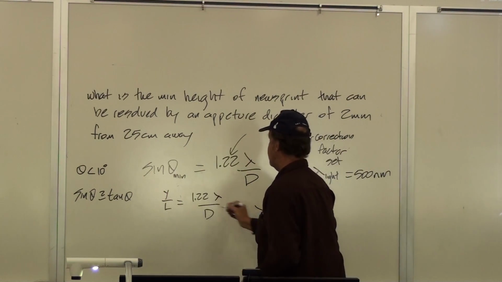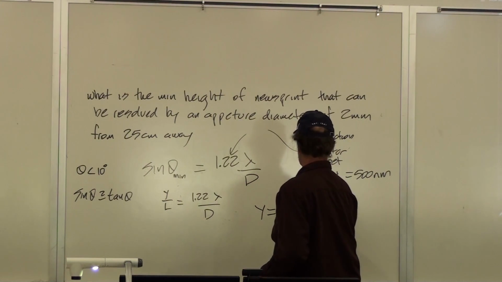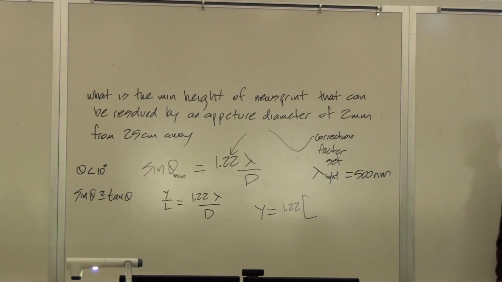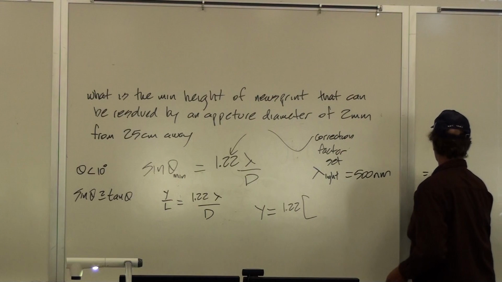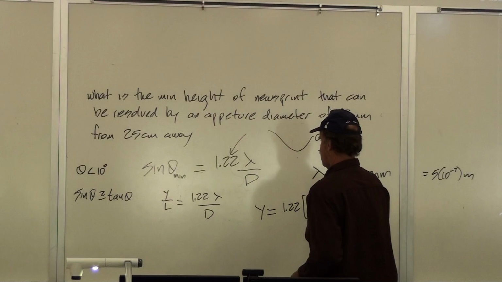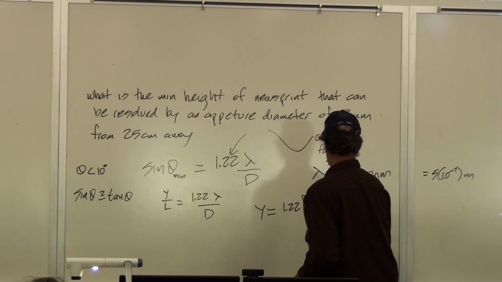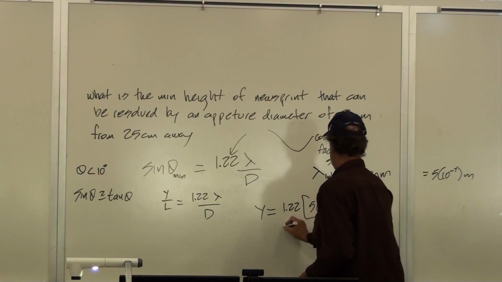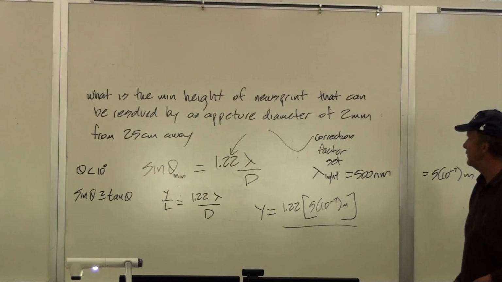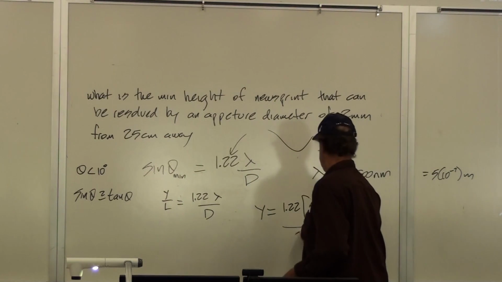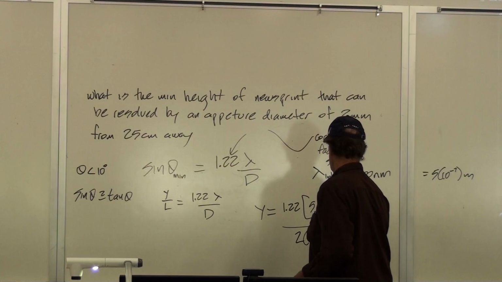So then we just solve this. y is a simple equation again. 1.22 times lambda. So you wouldn't be putting in 500 here. You'd be putting in what? 500 times 10 to the minus 9, or 5 times 10 to the minus 7 meters. Okay, so that'd be 1.22 times 5 times 10 to the minus 7 meters. And then the diameter of the pupil is 2 millimeters. You're not going to put in 2 here, right? 2 times 10 to the minus 3 meters.